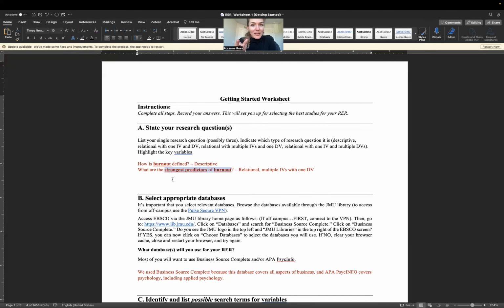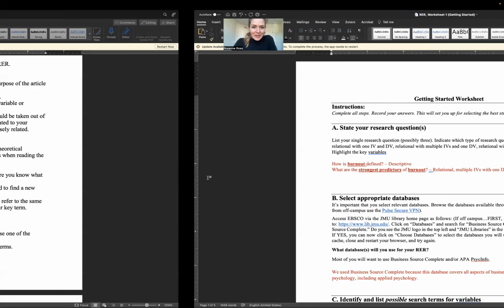It's not that burnout is the predictor in these hypotheses and it's explaining something like turnover intentions. If we're saying burnout is an outcome variable in our research question, then we want burnout to be an outcome variable in our meta-analysis too. Okay.